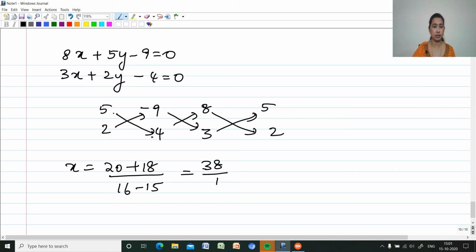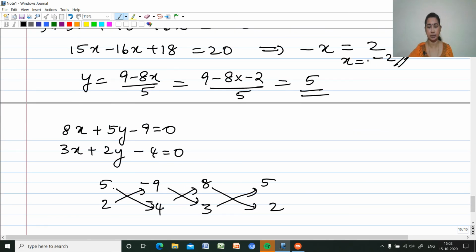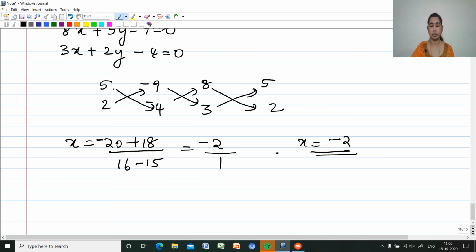So once again 20, here also one minus sign is there, minus 9 and minus 4. So 20 minus 20 minus minus 18. So what will you get as the answer? Small change is there. So minus 20 plus 18 is minus 2, minus 2 by 1. So x equal to minus 2. Just check it with the earlier value and see whether the answers are same. x equal to minus 2, when we did using substitution method also we got x equal to minus 2. Here also using cross multiplication method we are getting the same answer.